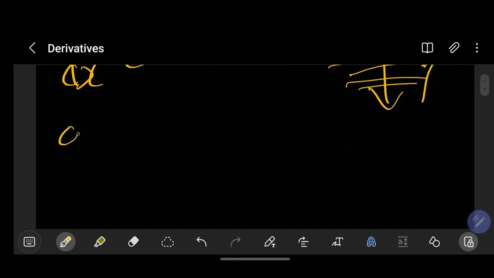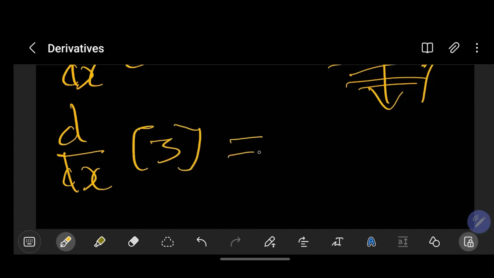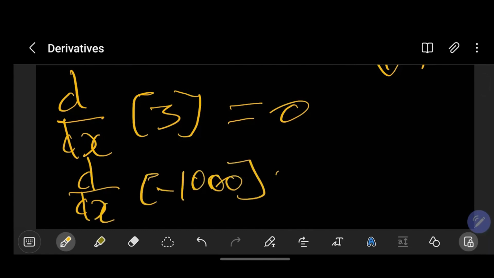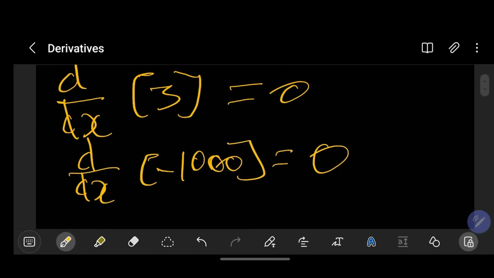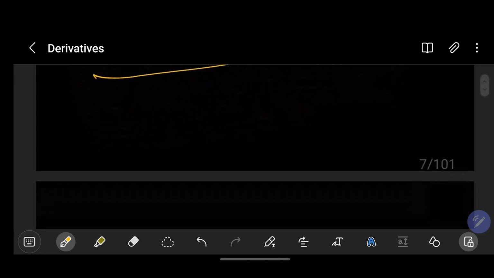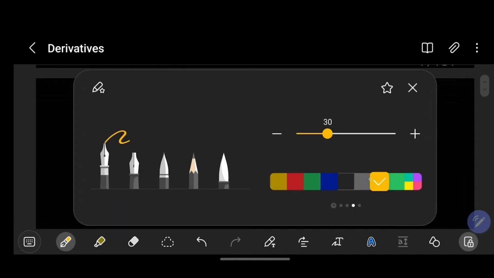So let's look at d/dx of 3. What is that? That's equal to 0. Even if we have d/dx of minus 1000, that's equal to 0. Okay, simple rule. Derivative of any constant is 0, and that's the reason, if you refer back to my integral video, we always ensure that we have a plus c at the end to cater for such a constant, because the derivative of it is always a 0.